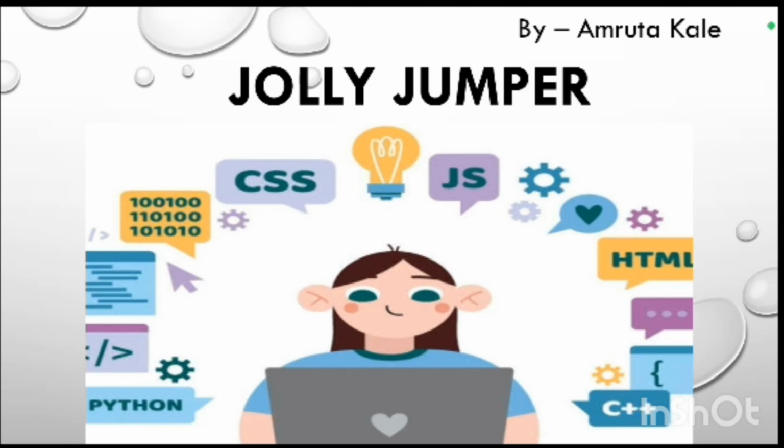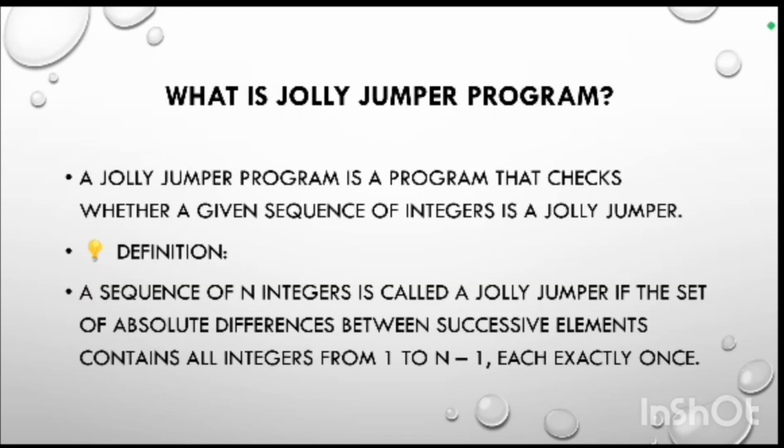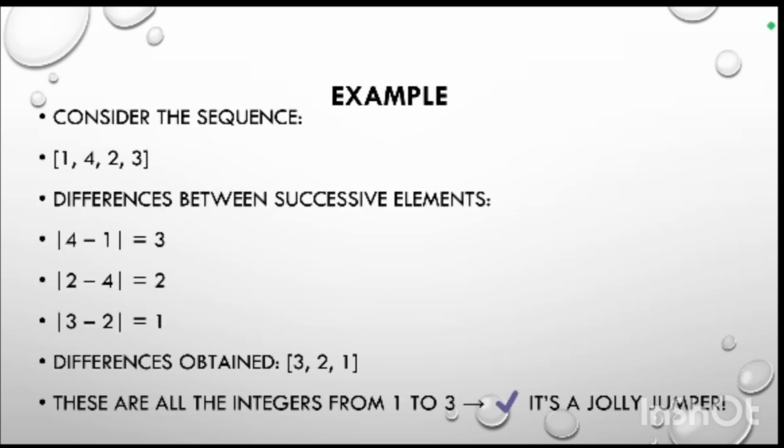I am here to explain the Jolly Jumper sequence code using Python. Let's see. A Jolly Jumper program is a program that checks whether a given sequence of integers is a Jolly Jumper. A sequence of n integers is called a Jolly Jumper if the set of absolute differences between successive elements contains all integers from 1 to n minus 1, each exactly once. It means no repetition is allowed.